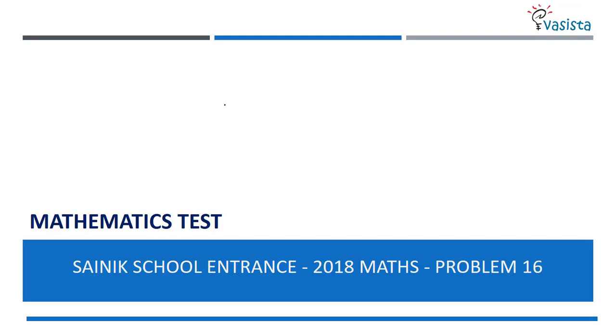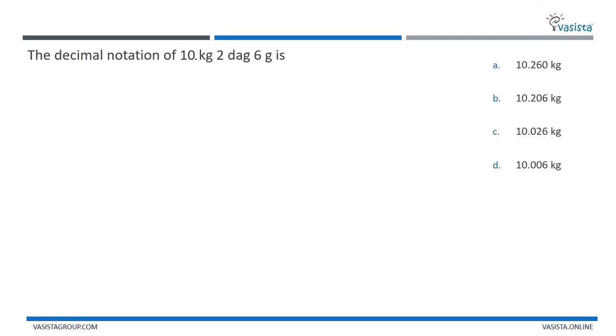Fine, this is the 16th problem. Let us check out this. The decimal notation of 10 kg, 2 decagram and 6 gram is, right.